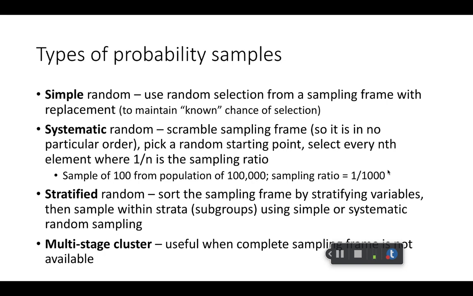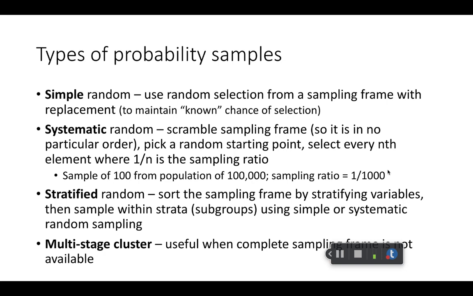An efficient and in some ways more straightforward procedure for doing this is called systematic random sampling. Here we would scramble our sample frame so it's in no particular order, and we would pick a random starting point, and then we would select every so many elements where that selection interval is called the sampling ratio.